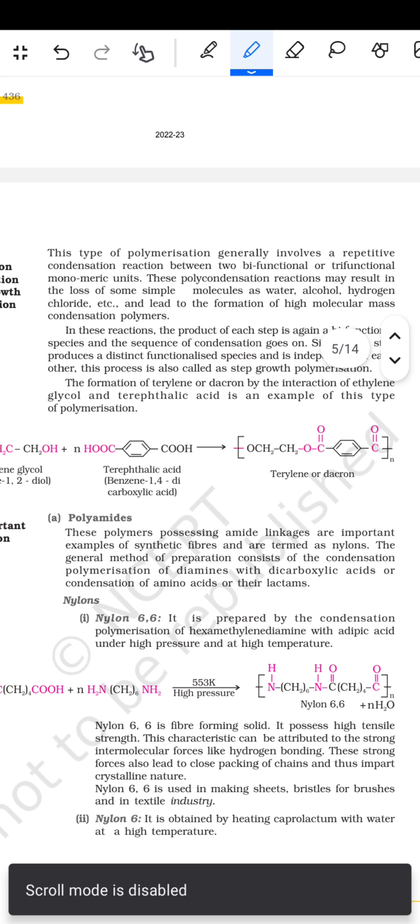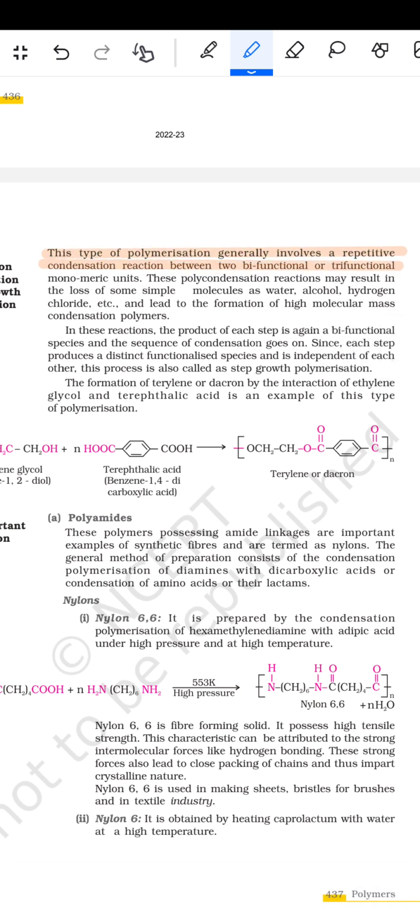फिर आता है condensation polymerization or the step growth polymerization. तो this type of polymerization generally involves a repetitive condensation reaction between the two bifunctional or the trifunctional monomeric units. These polycondensation reactions may result in the loss of the simple molecules such as water, alcohol, hydrogen chloride, etc. and lead to the formation of the high molecular mass condensation polymers. In this reaction, the product of each step is again a bifunctional species and the sequence of the condensation goes on since each step produces a distinct functionalized species and is independent of each other.